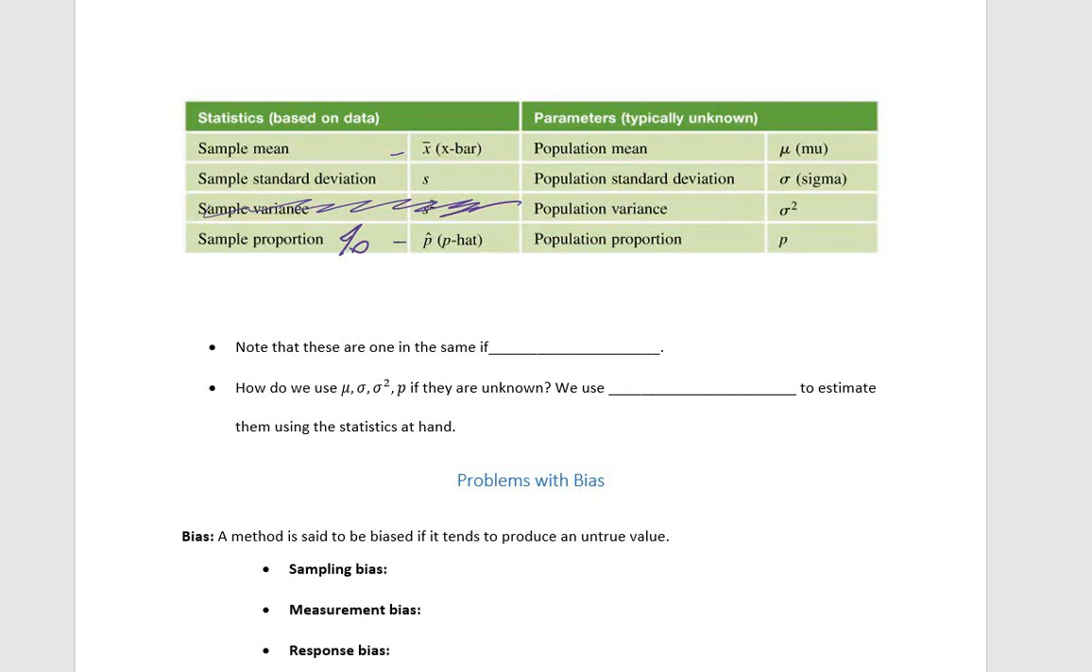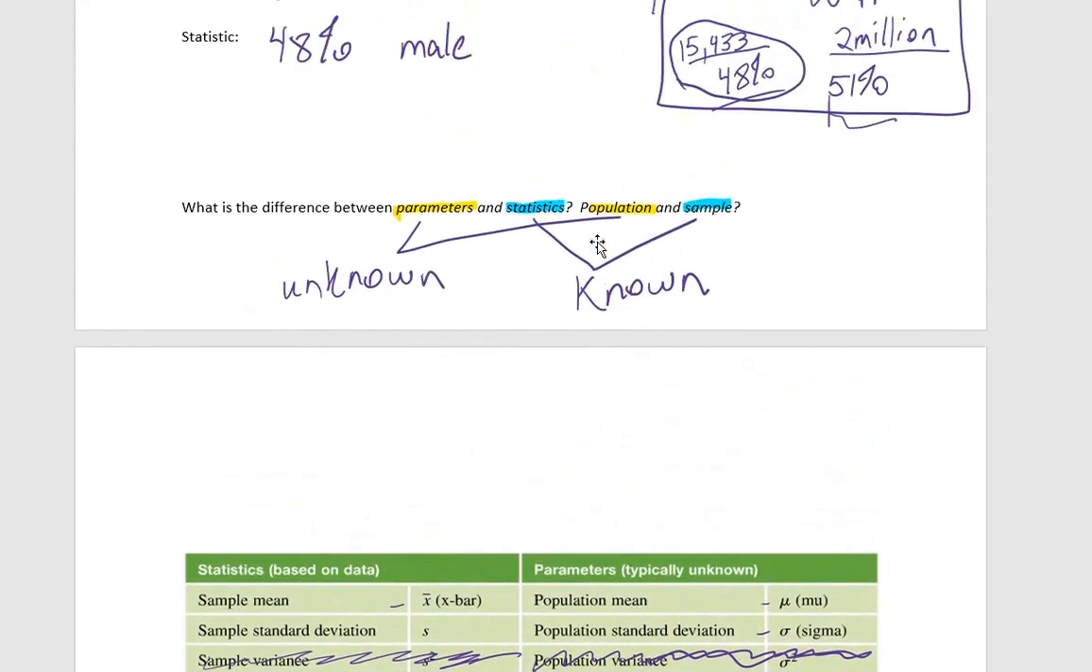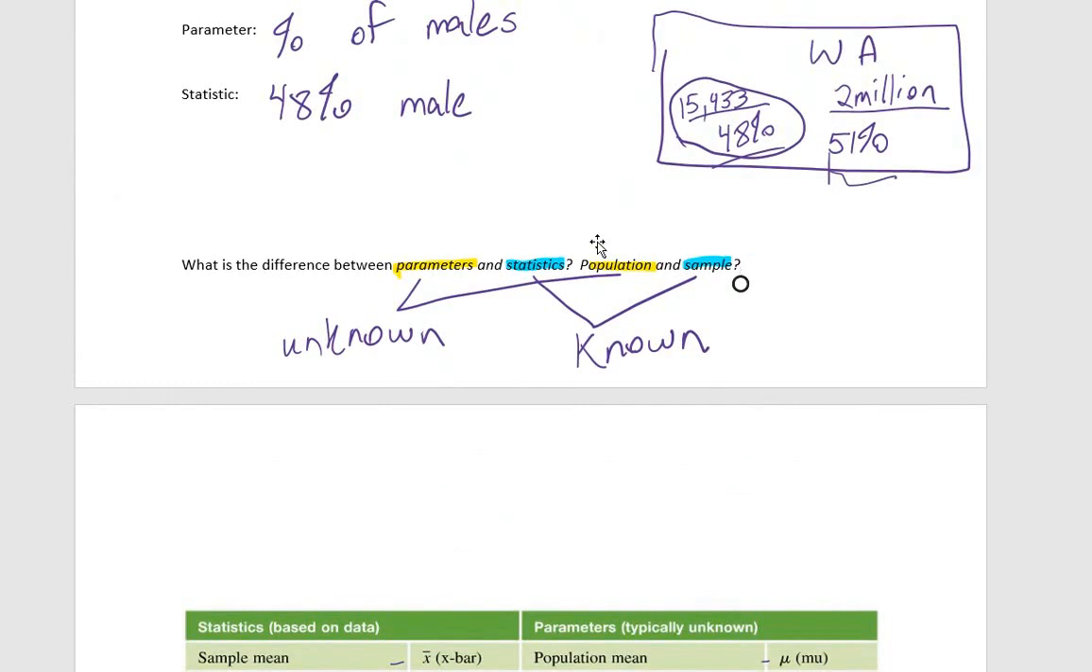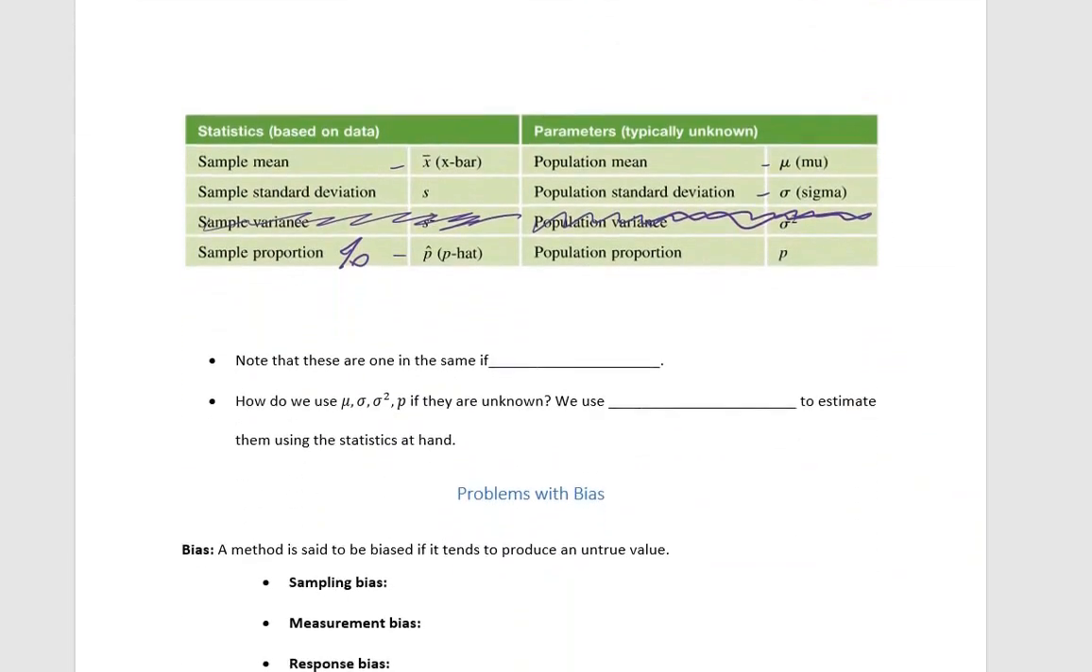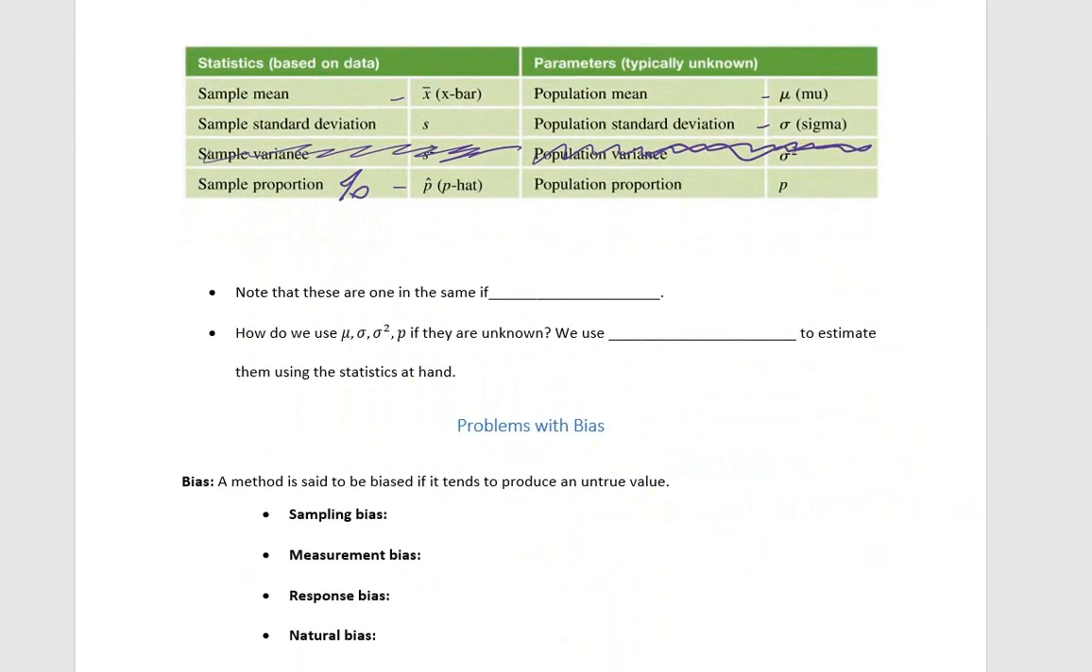Now if we're talking about a population average, we use mu. Population standard deviation, we use sigma. Again, we're not going to be looking at variance in this class, so don't worry about it. And population proportion, we use p. So in the example above, p hat would be 48% and 51% would be p. So x bar equals mu and p hat is going to equal p if we have a census.